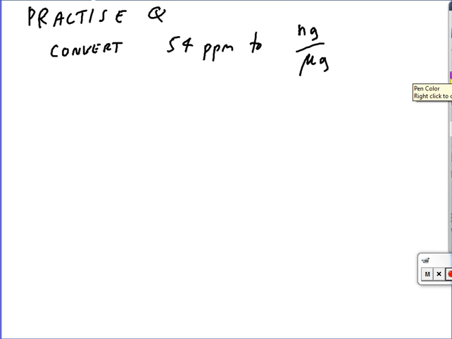As a bit of practice, see if you can convert 54 parts per million to nanograms per microgram. Have a go, pause the video while you're doing it, and then press play again when you're ready to look at the answer.